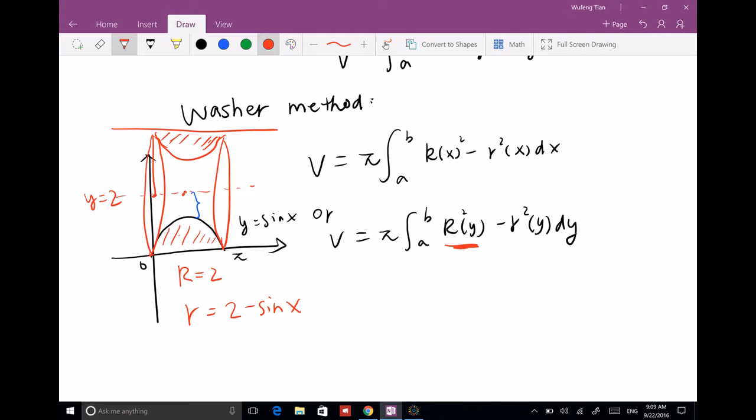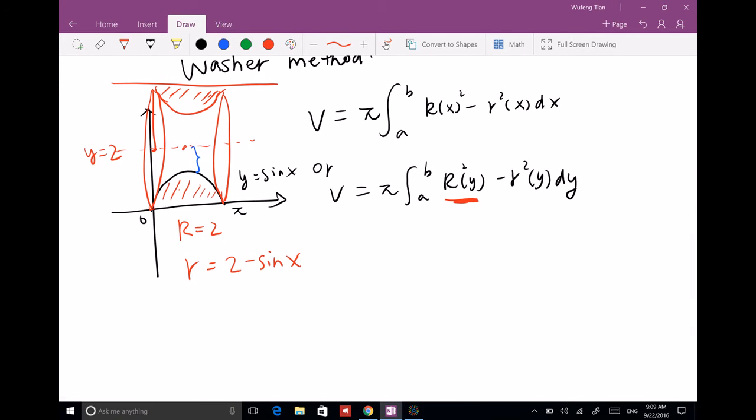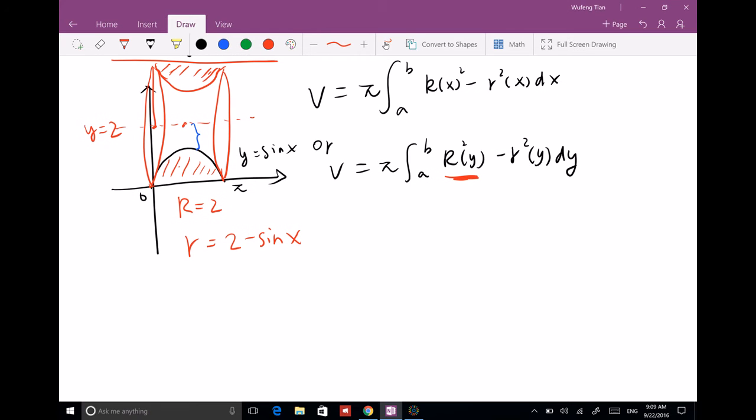Make sense? Washer method: subtract the middle hole, the empty part. Think about a donut. You have a hole in the middle. You use the whole thing, then subtract the middle part. This is the washer method.